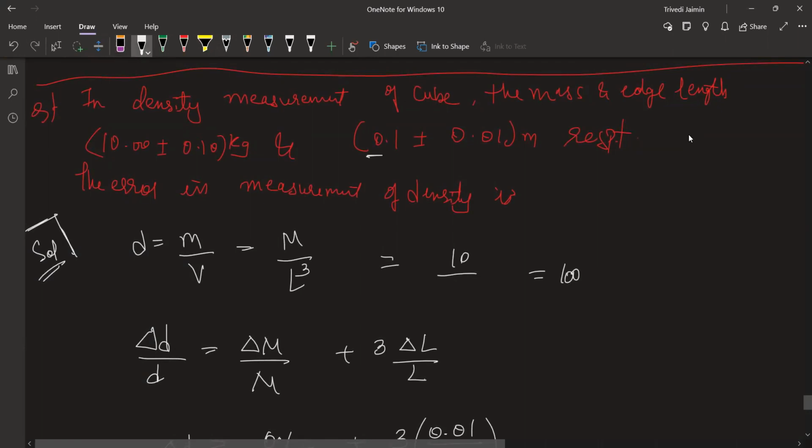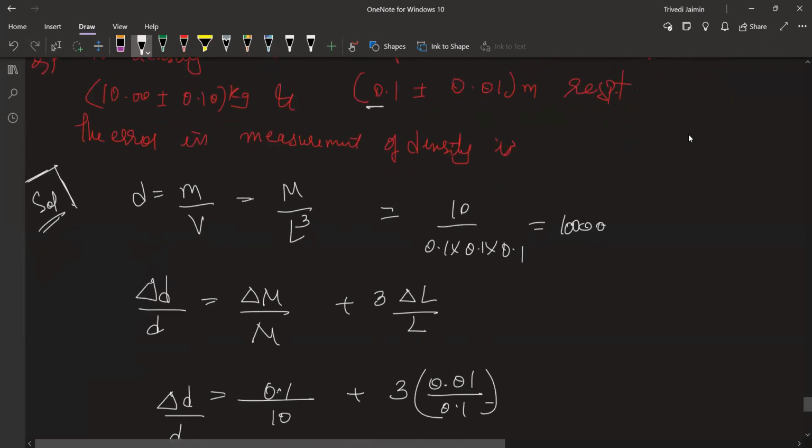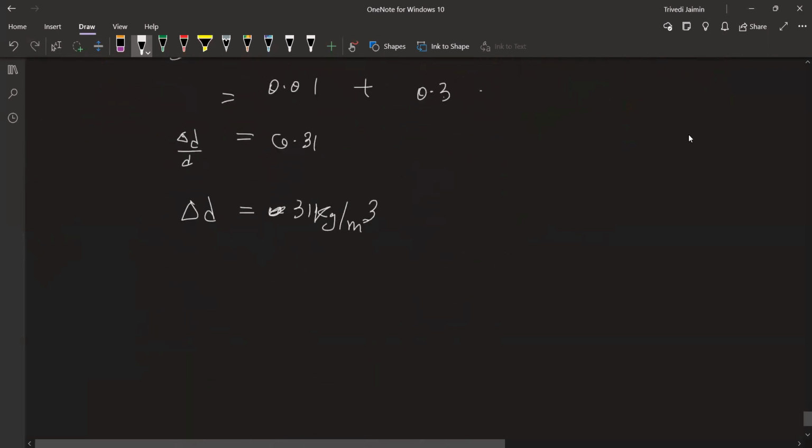This is length given, right? So 0.1 into 0.1 into 0.1, so it will be 4 zeros. That means there is a printing mistake here in the answer. So the answer is 0.31 into 10^4, which is 3100 kilogram per meter cube. That is your delta D. That's the density change.